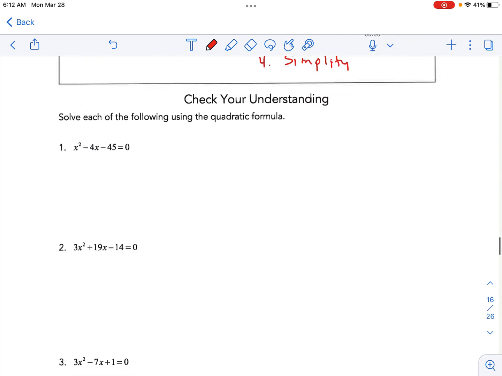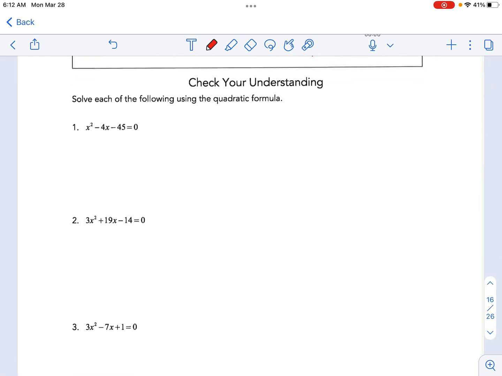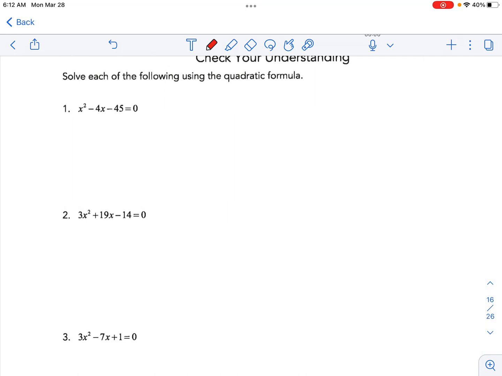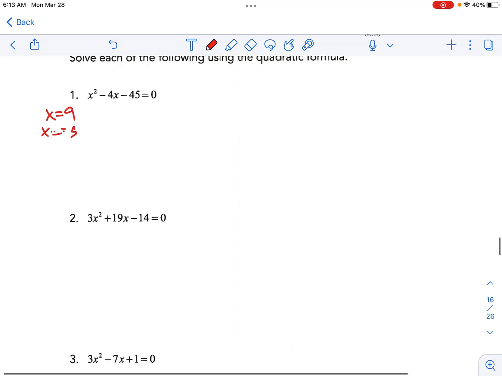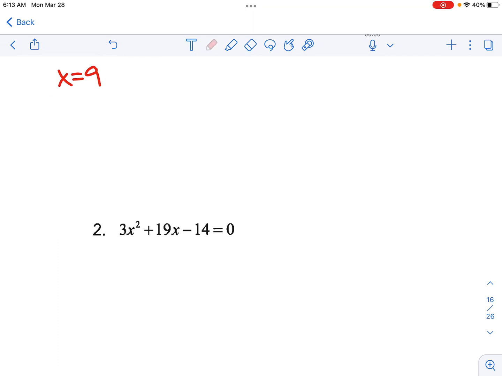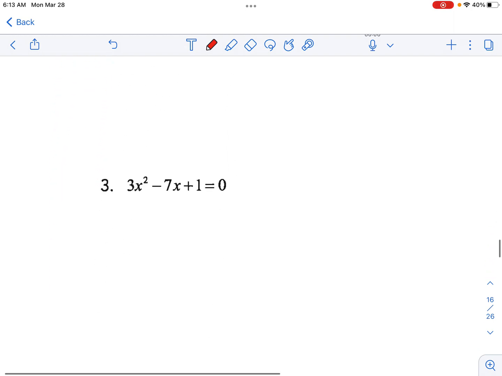Okay, so you've got a couple of questions that you can check your understanding on, and then you can check the solutions in your notes. Actually, it's easy enough for me. I'm looking at the answers right now. You should get x equals 9 and x equals negative 5 here. Wow, sloppy handwriting, try that again. x equals -5. There we go. You should get x equals 2/3 here, and x equals -7.